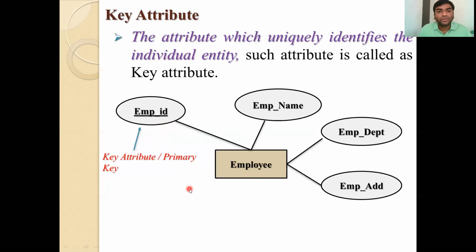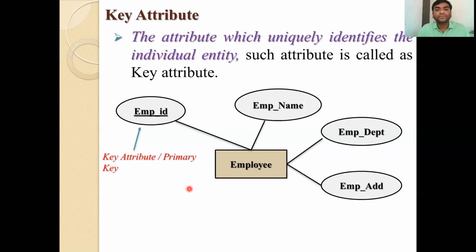So this is all for this tutorial. What have we discussed in this tutorial? We started with the ER model. What is the ER model? It is based on the perception of the real world. Then we saw the components of the ER model: entity, attribute, relationship, domain, entity set, and key attribute.